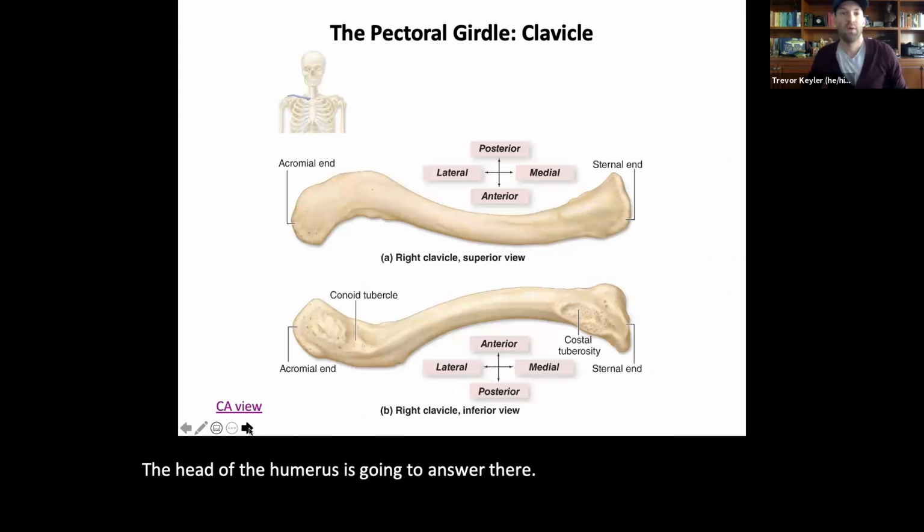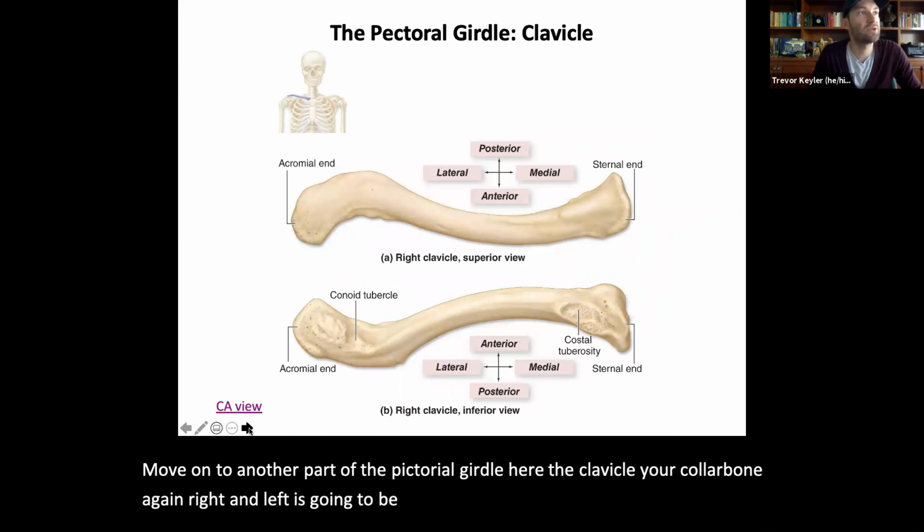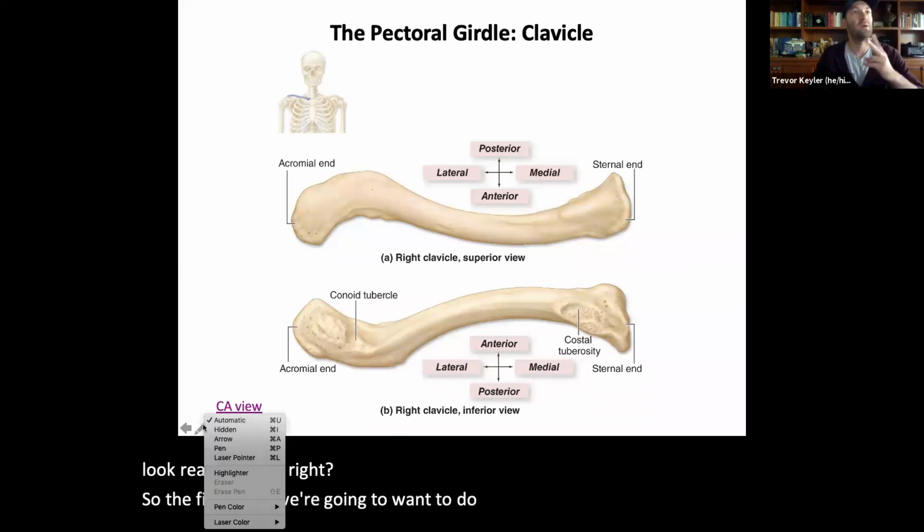All right, let's move on to another part of the pectoral girdle here, the clavicle, or your collarbone. Again, right and left is going to be important. It's a little tricky with these because they look really similar. So the first thing we're going to want to do is differentiate the two different ends of the clavicle.